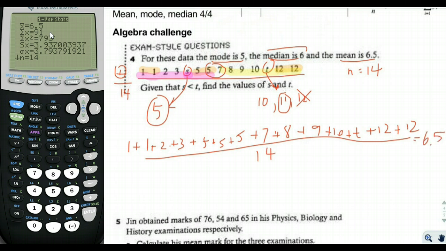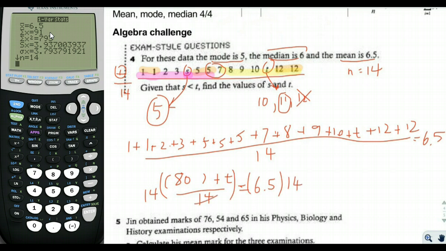So now we could do this with algebra because we can add up all these numbers besides t. It would give us 80. And if you did that in your calculator, you would be able to see that real quick. So we have 80 plus t divided by 14 equals 6.5. And then we would isolate t. To isolate t, we multiply both sides by 14.